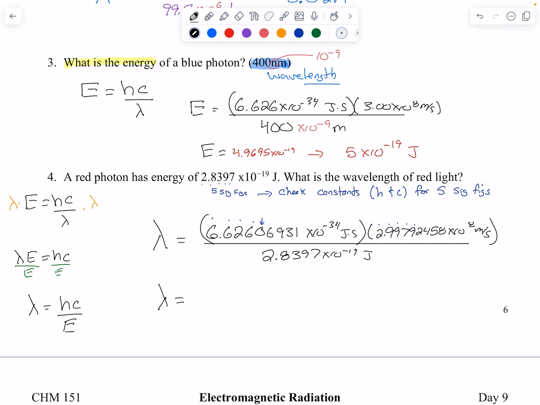Lambda I get is 6.9953 times 10 to the negative 7th meters, which happens to be the same thing as 699.53 times 10 to the negative 9th meters, which is 699.53 nanometers. Those are all 3 acceptable answers depending on what they ask you. They might ask, what is the wavelength of the red light in nanometers? Then they'd want it in nanometers. In this case, they just said the wavelength, and 6.9953 times 10 to the negative 7th is a wavelength.